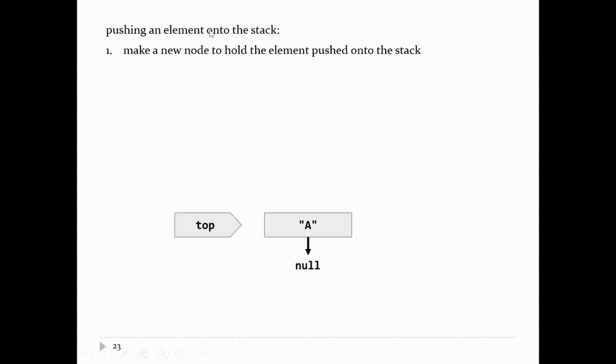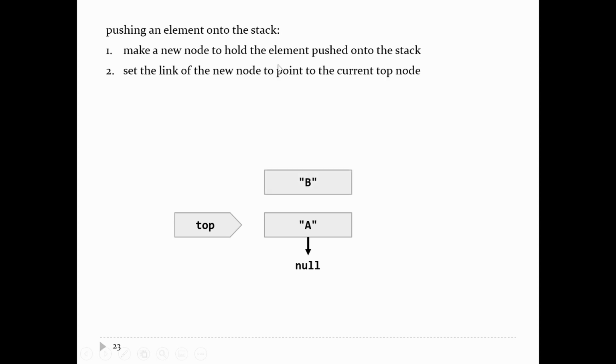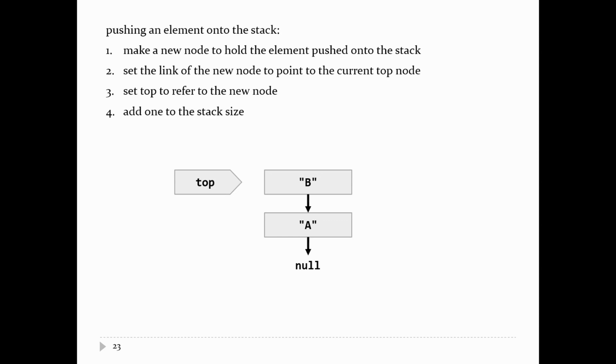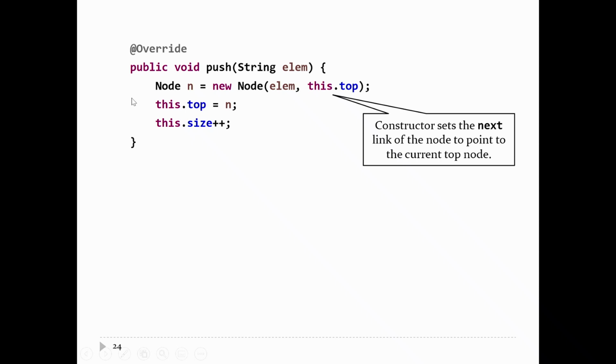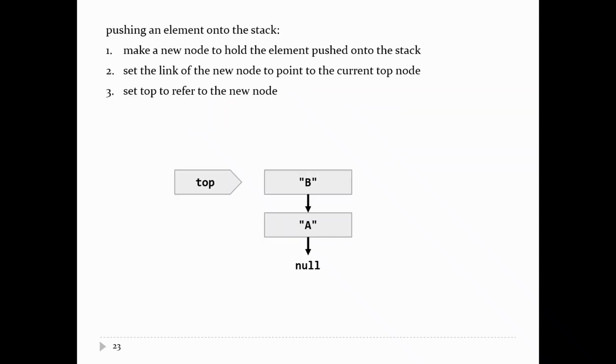Now what about pushing an element onto the stack? Remember what you do. I want to push a new element onto the stack, so I make a new node to hold the element. I set the new node's next link to point to the current top of the stack. Then I adjust the top of the stack to point to the new node. And then I add 1 to the size of the stack. So it's just 4 steps. And I can do step 1 and 2 in one line. I want to make a new node to hold the element, and I want to set the link of the new node to point to the current top node.